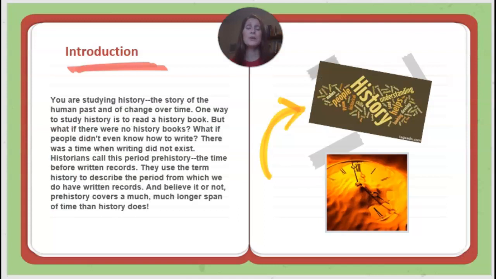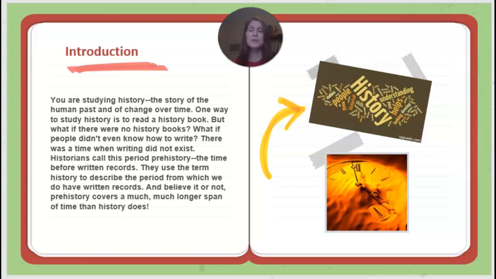And so that'll always do an introduction. This typically comes right from your OMS. You are studying history, the story of the human past, and change over time. One way to study history is to read a history book. But what if there were no history books? What if people didn't know how to write? There was a time when writing did not exist. Historians called this period prehistory, the time before written records. They use the term history to describe the period from which we do have written records. And believe it or not, prehistory covers a much, much longer span of time than history does.